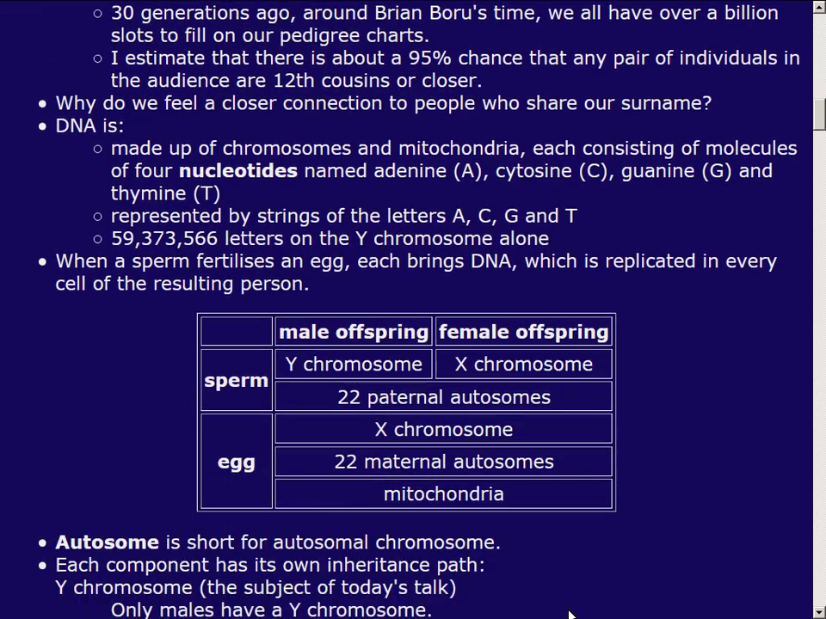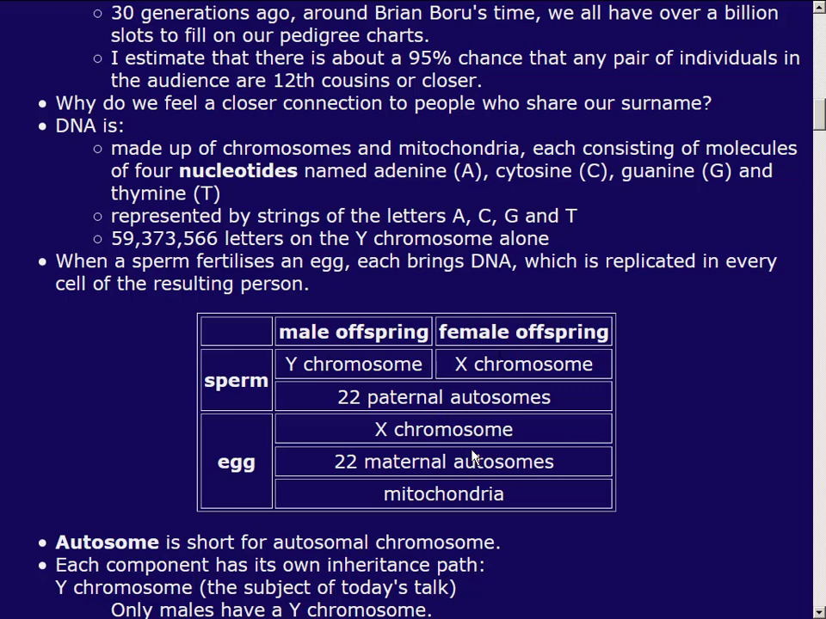So where does our DNA come from? We all start out as a sperm fertilizing an egg. The sperm either has a Y chromosome, in which case the offspring is male, or the sperm has an X chromosome, in which case the offspring is female. The sperm brings 22 autosomal chromosomes, or autosomes, from the father. They pair up with 22 in the egg from the mother. The egg also brings an X chromosome.